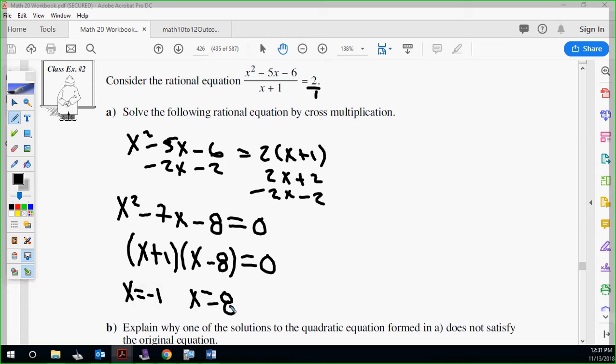Okay, but we need to check, though, and see if that works. So if I plug negative 1 in, what happens? Yeah, it gets me 0 on the bottom. That's a non-permissible value, not allowed. So this one's no good. Okay. If I plug the 8 in, I'm fine. It does equal 2. So 8 does work. To explain why one of the solutions to the quadratic form does not satisfy the original equation, it is a non-permissible value.